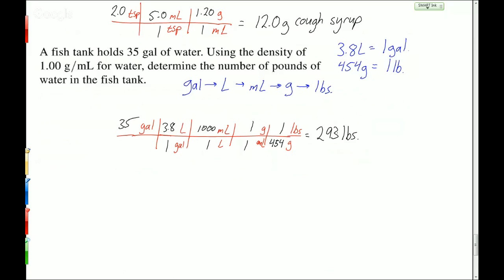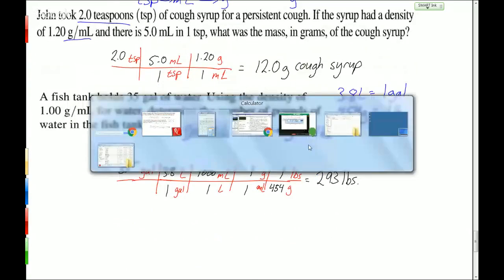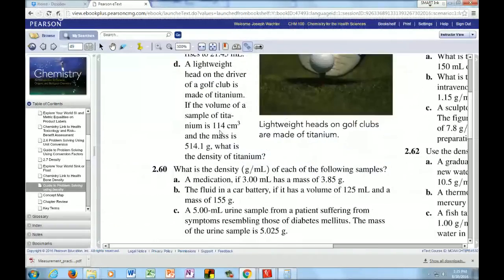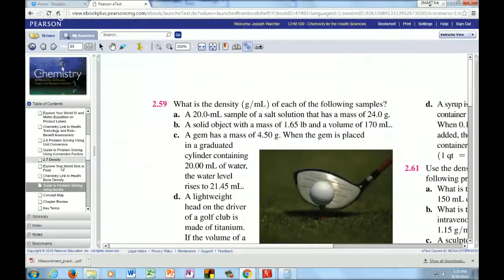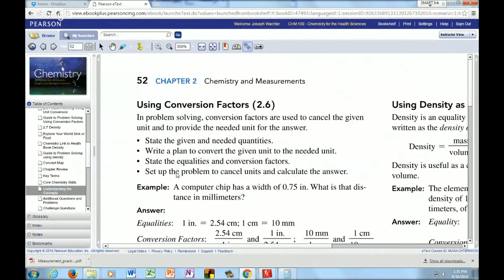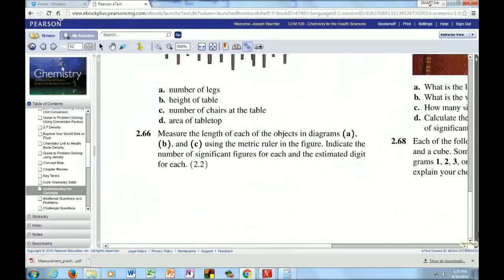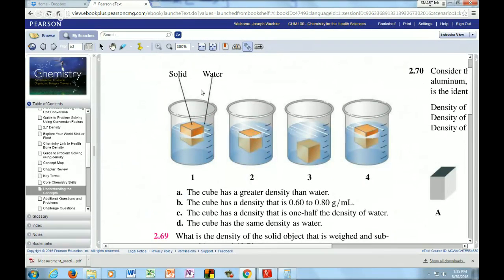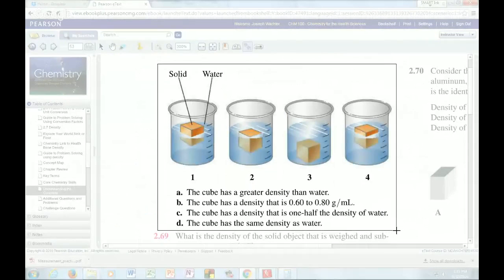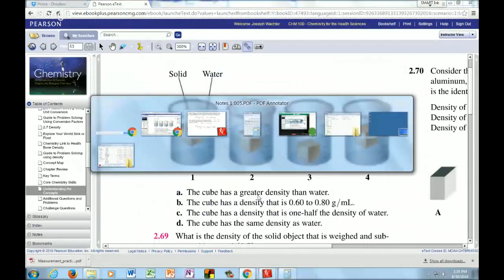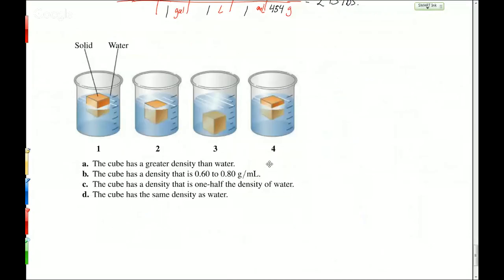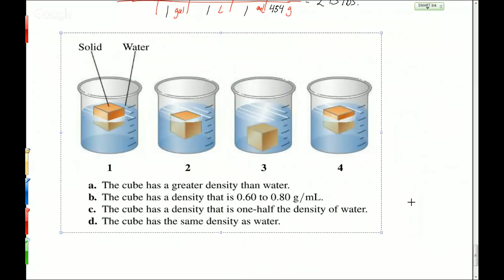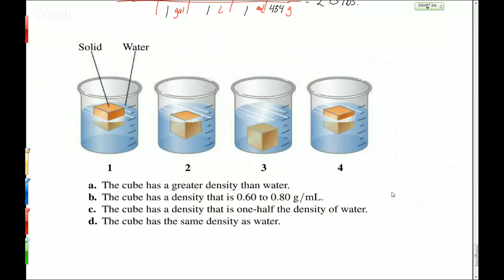Okay. So that's density. I want to look at one other quick problem here that is less of a calculation. Find the right one I'm looking for here. Here we go. So this is like a matching question. Let's just look at it all together. So we're going to say which one is which here. We've got a solid with some density in some water.